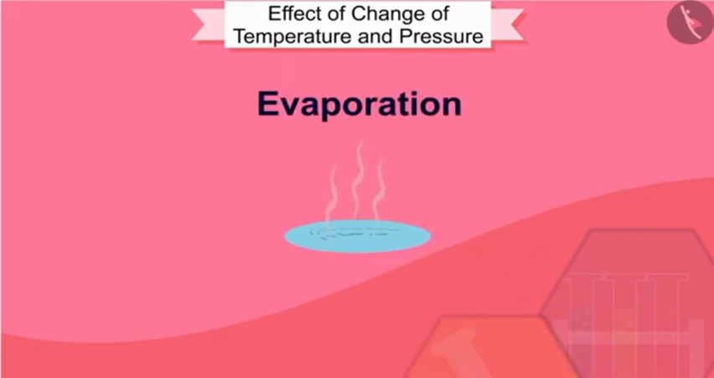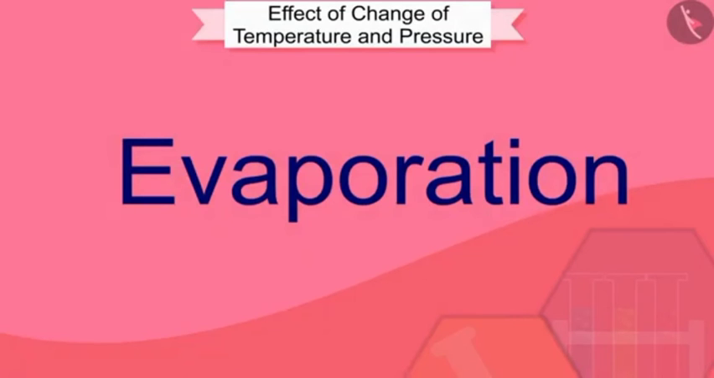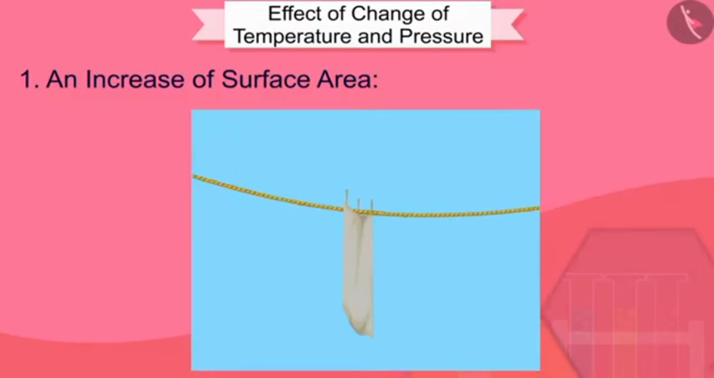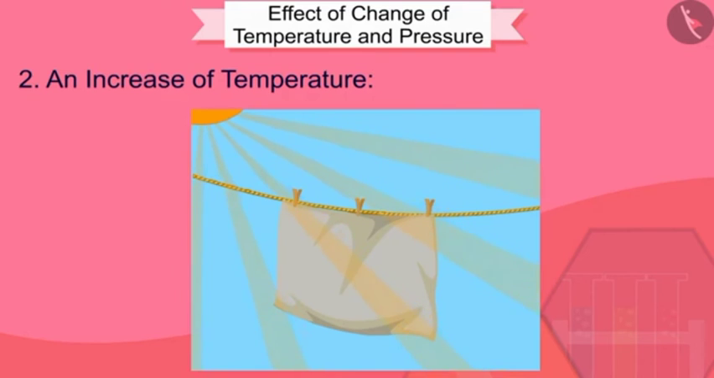Let us see what are the factors affecting evaporation. The rate of evaporation increases with the following: an increase of surface area. We know that evaporation is a surface phenomenon. If the surface area is increased, the rate of evaporation increases. For example, while putting clothes for drying up, we spread them out.